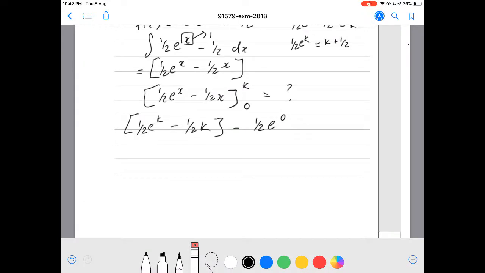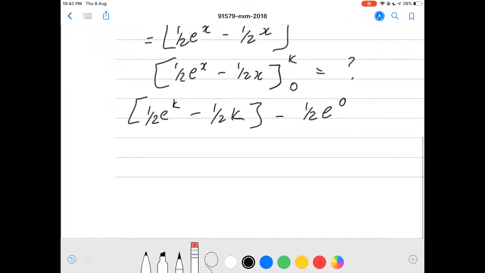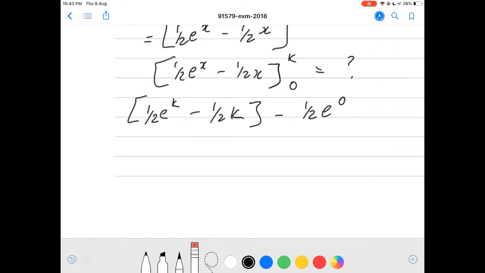Sorry guys, the last video got cut off, so I'm just going to continue from where the video cut off. It cut off at about here when we're trying to figure out what our value is. So we should get 1/2 of e to the power of k minus 1/2 of k minus, e to the power of 0 is just 1, so minus 1/2. That equals our area.